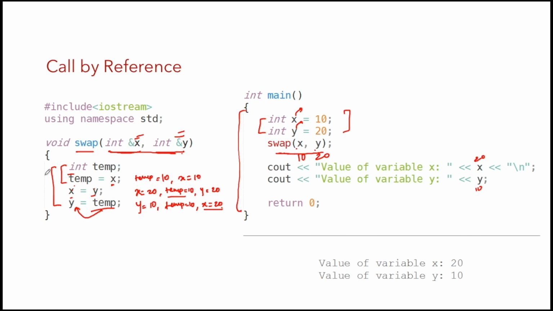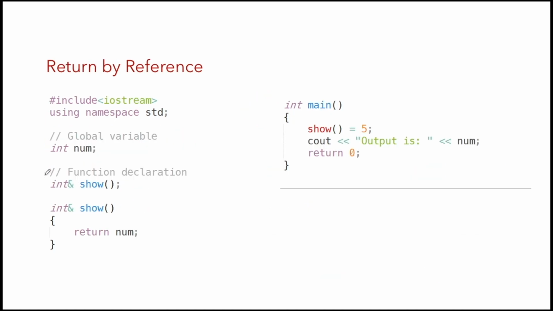So call by reference is very useful when you're working under memory constraints, and in case there are multiple calls, even in those cases call by reference is found useful. And then we have one interesting topic, that is return by reference.